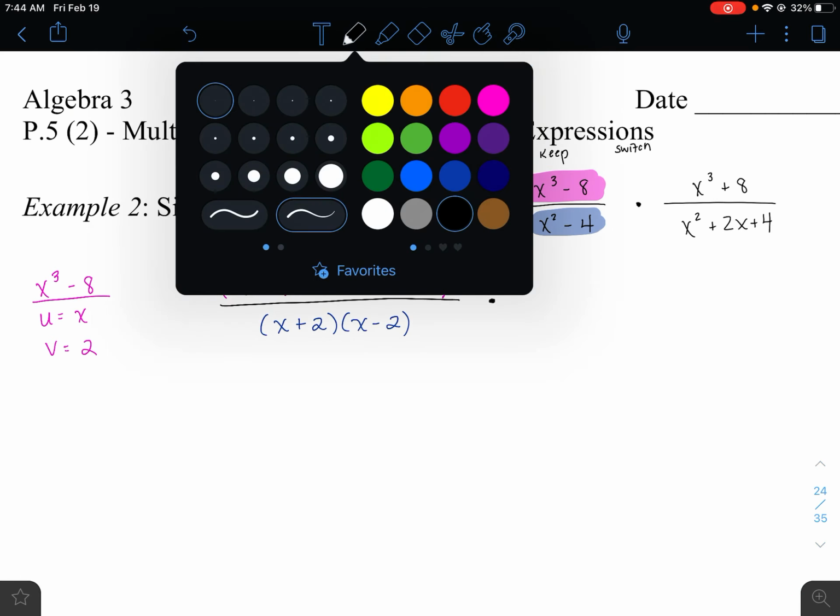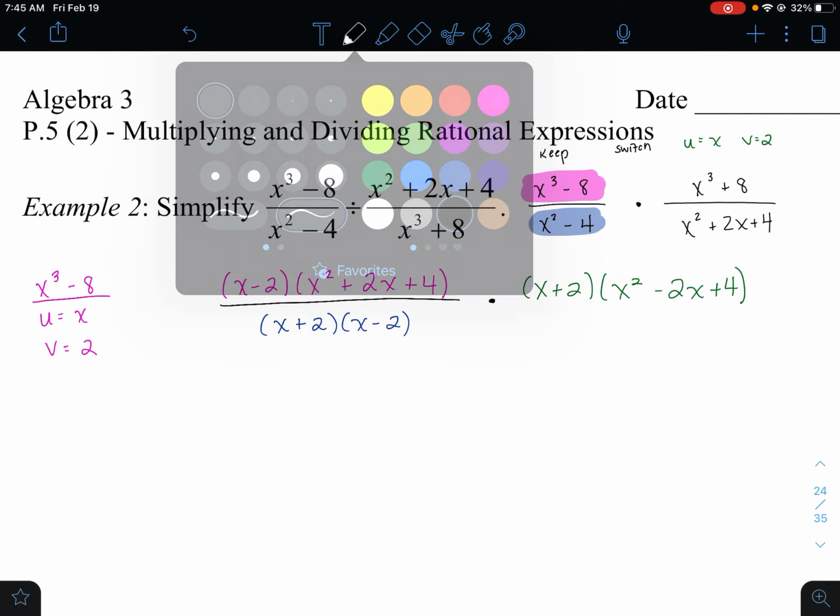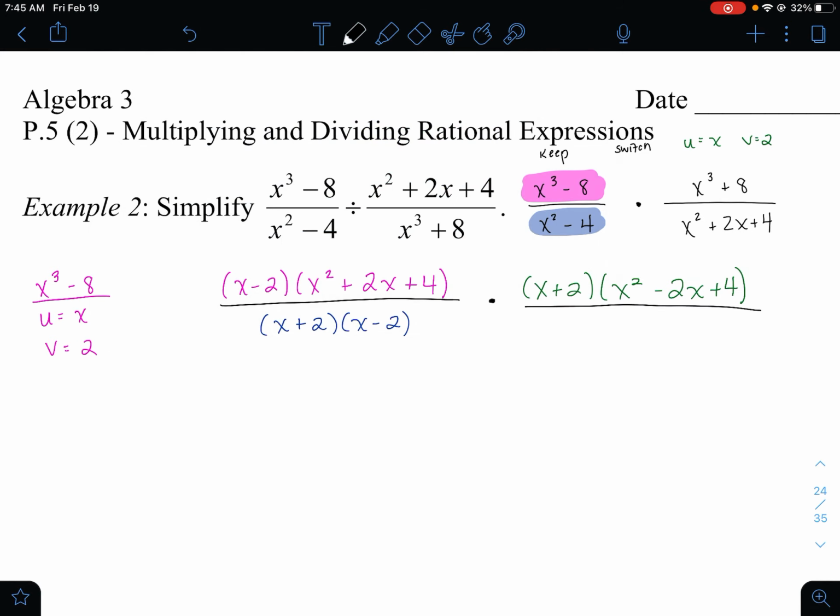this next numerator. I'll just write it up here. The u is going to be x. The v again is going to be 2. And it's going to be very similar to what I wrote in pink, except our addition and subtraction signs are in different places. So this one is going to be x plus 2 times x squared minus 2x plus 4. So remember those addition subtraction signs just change.